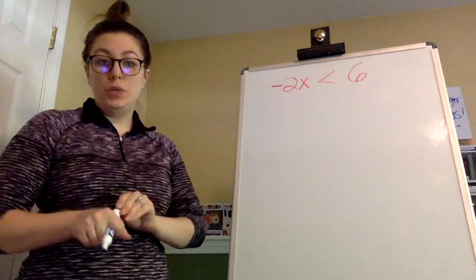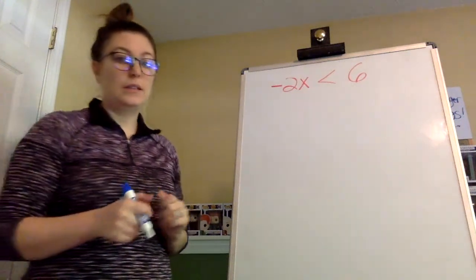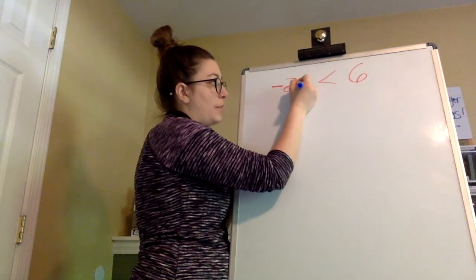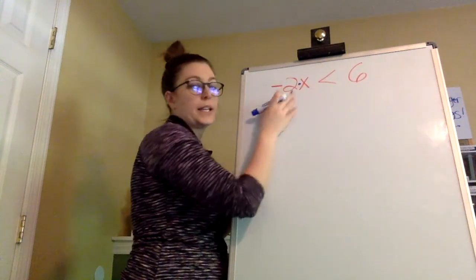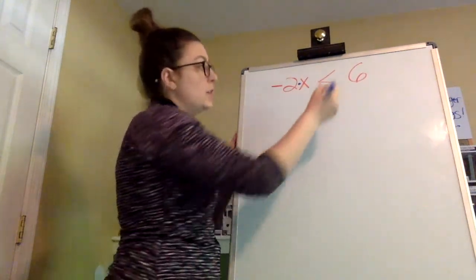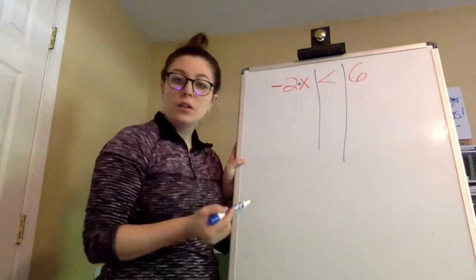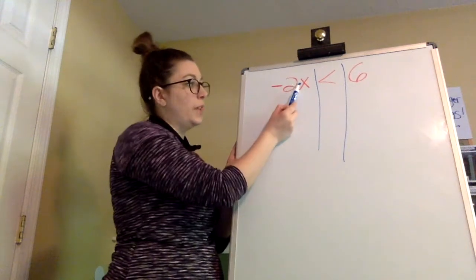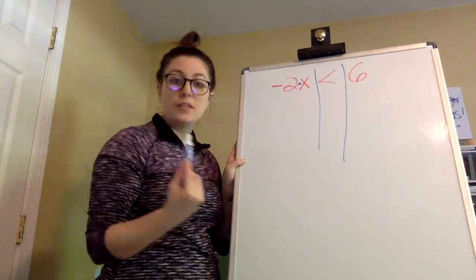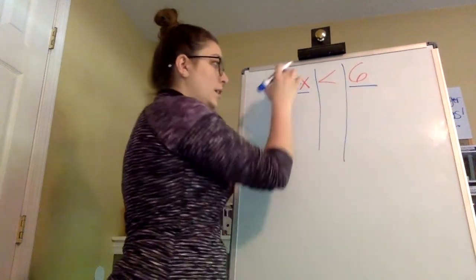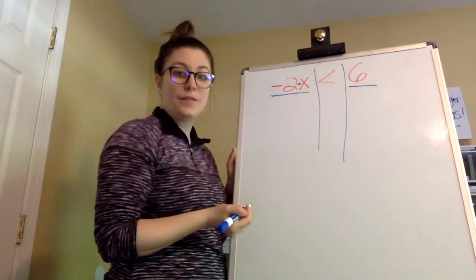It's -2x is less than 6. Remember, this is multiplication happening already. -2 times x makes -2x. We're going to draw our railroad tracks through here. So the opposite of multiplication, we have to undo that, is division. So we're going to have to divide both sides by this number here, the -2.